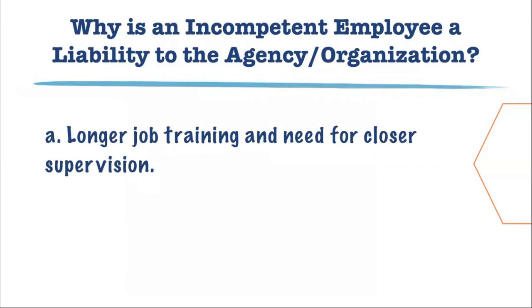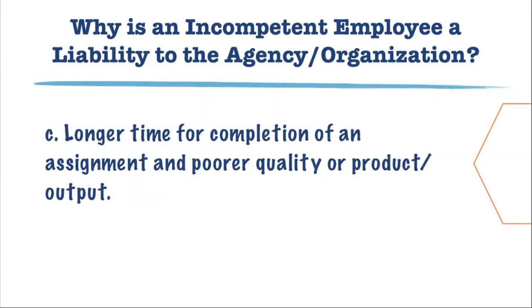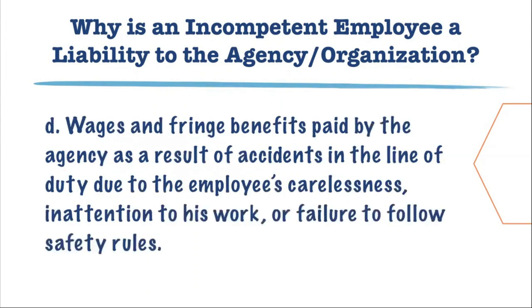First is longer job training and need for closer supervision. Second is wasted materials or damaged machines because of negligence, carelessness, or incompetence. Third is longer time for completion of an assignment and poorer quality of product or output. Fourth is wages and fringe benefits paid by the agency as a result of accident in the line of duty due to the employee's carelessness, inattention to his work, or failure to follow safety rules.